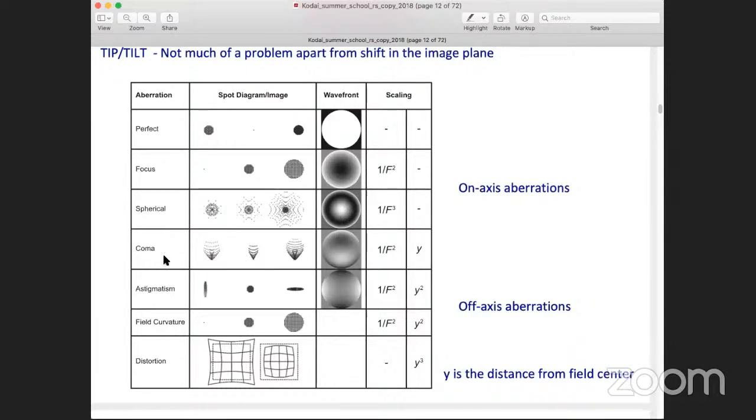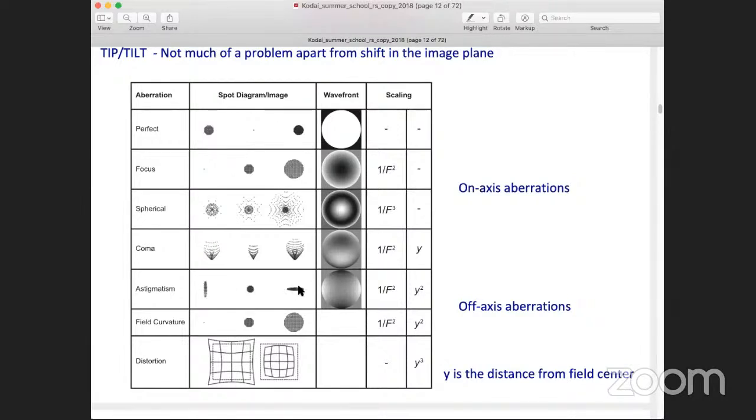Now, coma is an off-axis aberration, where the image looks like a comet, and this will be the equivalent pupil image, where one side is bright and the other side is slightly dark in terms of the phase distribution. Astigmatism would mean that on either side of the focus the image is changing in one direction. If you go from the perfect, so-called focus position, on one side the image will not be exactly the same. Unlike the perfect case, it will be elliptical in one direction.